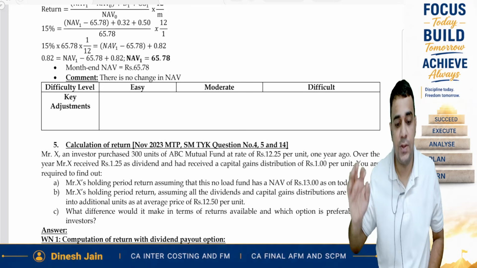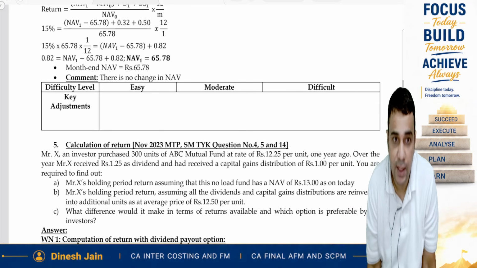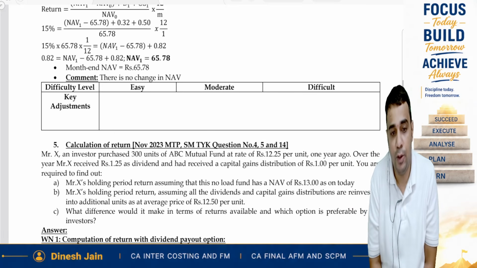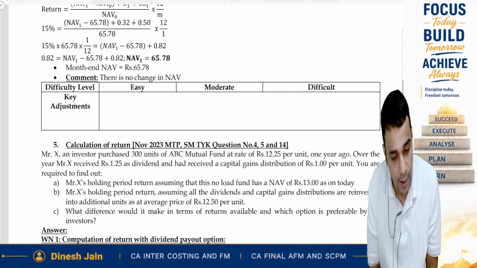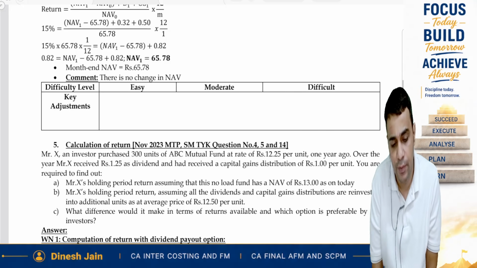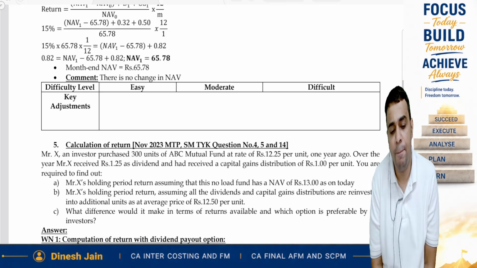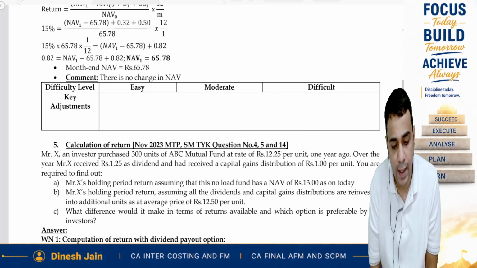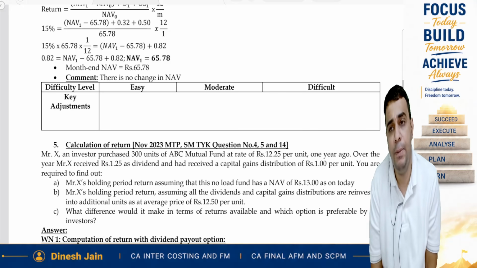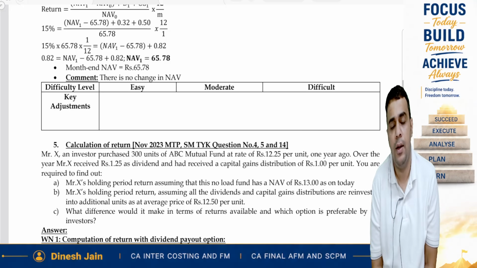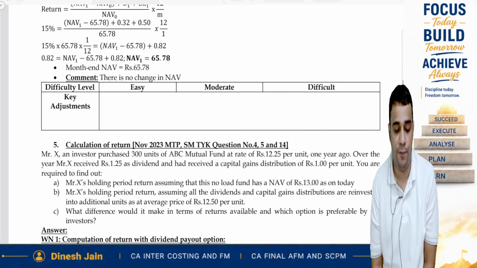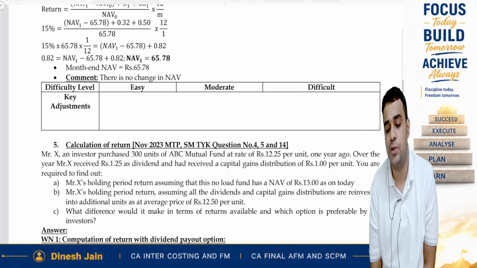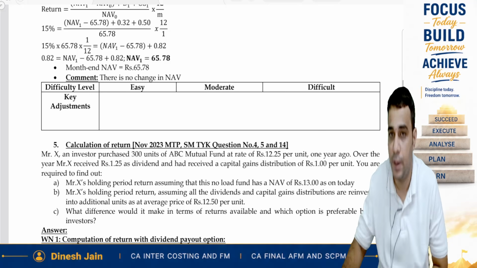Question 5. Mr. X, an investor, purchased 300 units of a mutual fund at the rate of 12.25 per unit 1 year ago. Over the year, Mr. X received 1.25 as dividend and capital gain distribution of 1. You are required to find Mr. X's holding period return, assuming that this no load fund has an NAV of 13 as on today. Also find the holding period return assuming all dividend and capital gain are reinvested into additional units at an average price of 12.5. What difference would it make in terms of returns available, and which option is preferable to the investor?